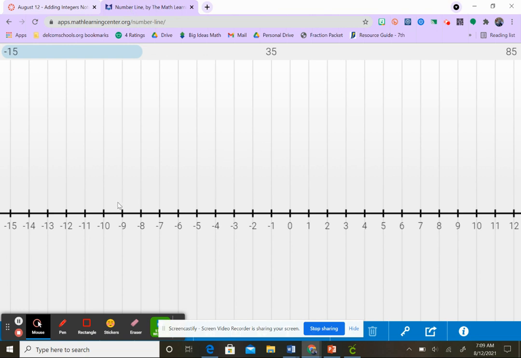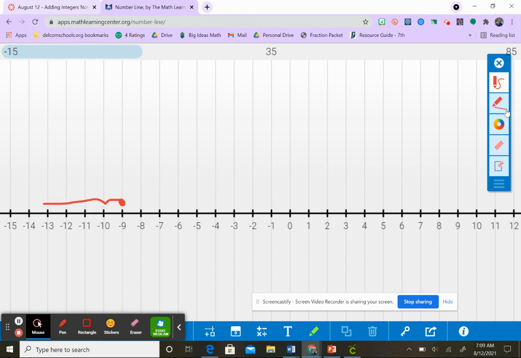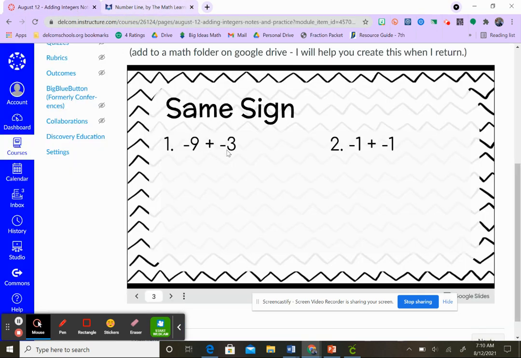If I go all the way back to -9, I put a dot right there. I want to add -3 more, so that would look like 1, 2, 3. So I land on -12. So -9 plus -3, because they have the same sign, I add them, and my answer is -12.